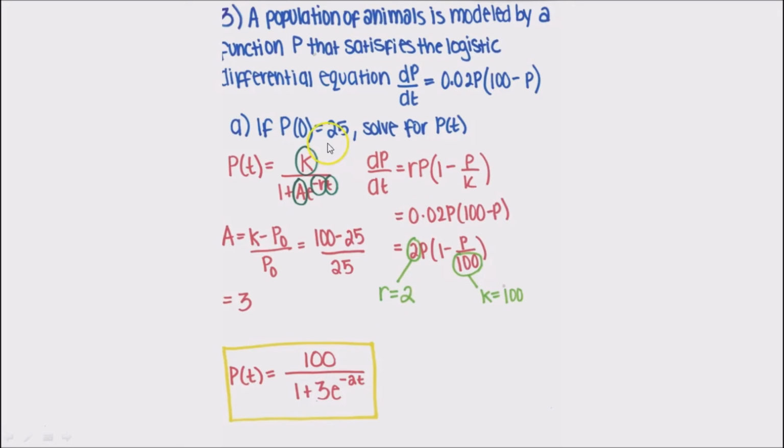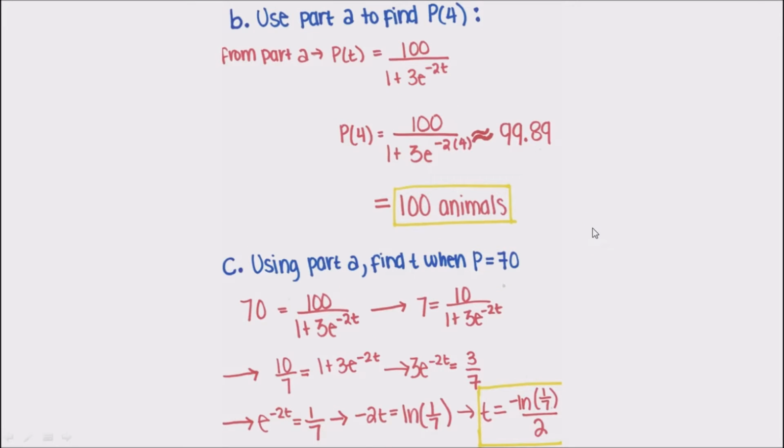And now we use the initial condition to find A, which is K minus P naught over P naught, which is 100 minus 25 over 25, which is 3. And so now we have solved for P of T. So parts B and C are very simple. Using part A, you know P of T is equal to 100 over 1 plus 3e to the negative 2t.